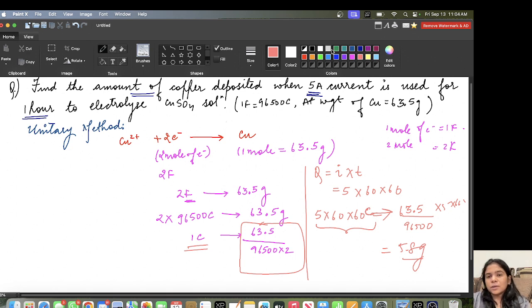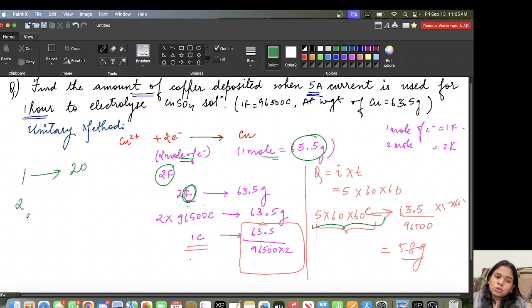Understood? How do we do the unitary method? First, we write the reaction, whatever reaction is happening. So 2 moles of electron is giving you 1 mole, that is 63.5 grams. This means 2 Faraday is giving you 63.5. If we need to convert Faraday into coulombs, we know 1 Faraday equals 96500. 2 Faraday will be equal to 2 into 96500 coulomb. So 1 coulomb is giving you this. How much will this many coulombs give you? Multiplied by the same thing. Like 1 banana is equal to $20, so 2 by 3 bananas will be equal to 20 into 2 by 3. Right? Same thing. Same unitary method you are applying here to directly get the answer.